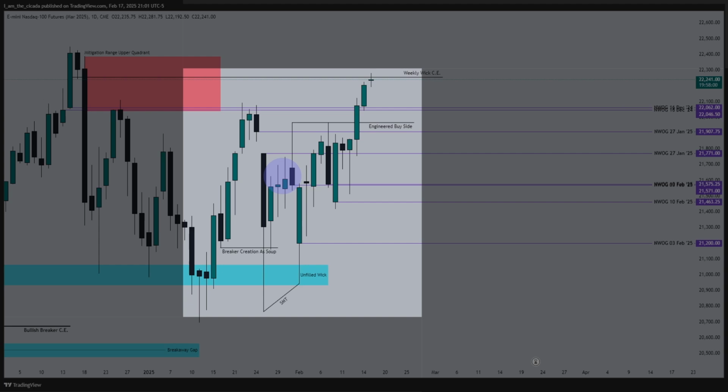Before I move into the next slide, ask yourself, why do I have this engineered buy side here highlighted? I will get into it once we reach the next slide.